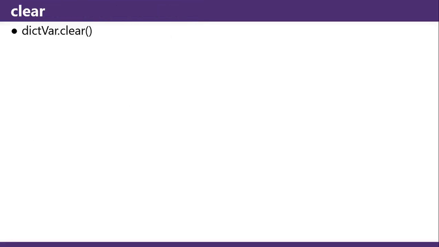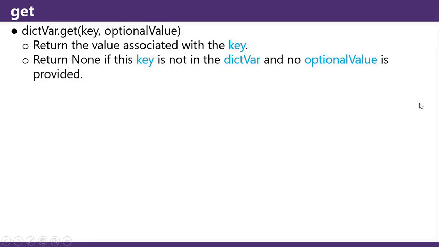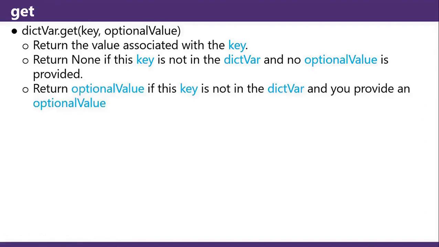Clear, dictvar.clear() empties dictvar. Copy, dictvar.copy() returns a copy of dictvar. Get, dictvar.get(key, optional value) returns the value associated with the key. It returns None if this key is not in the dictvar and no optional value is provided. It returns the optional value if this key is not in the dictvar and you provide an optional value.